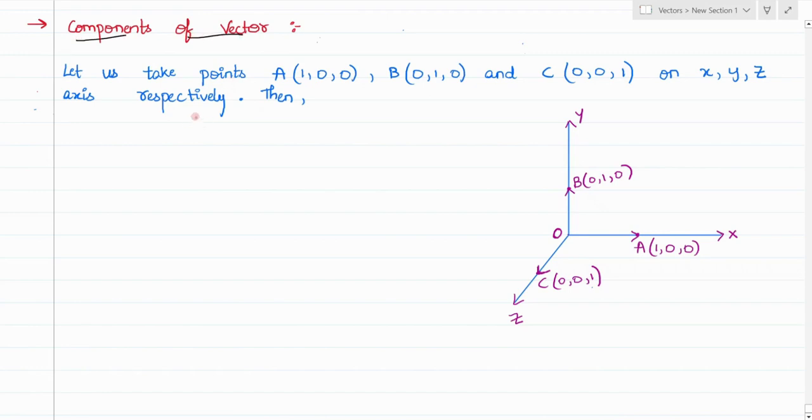Components of a vector. Let us take A, B, C as points on the x, y, z axes respectively. So here A becomes (1, 0, 0) because it's lying only on the x-axis. Similarly with B and C. Now we can write that the magnitude of vector OA, the magnitude of vector OB and the magnitude of vector OC will be equal to 1.